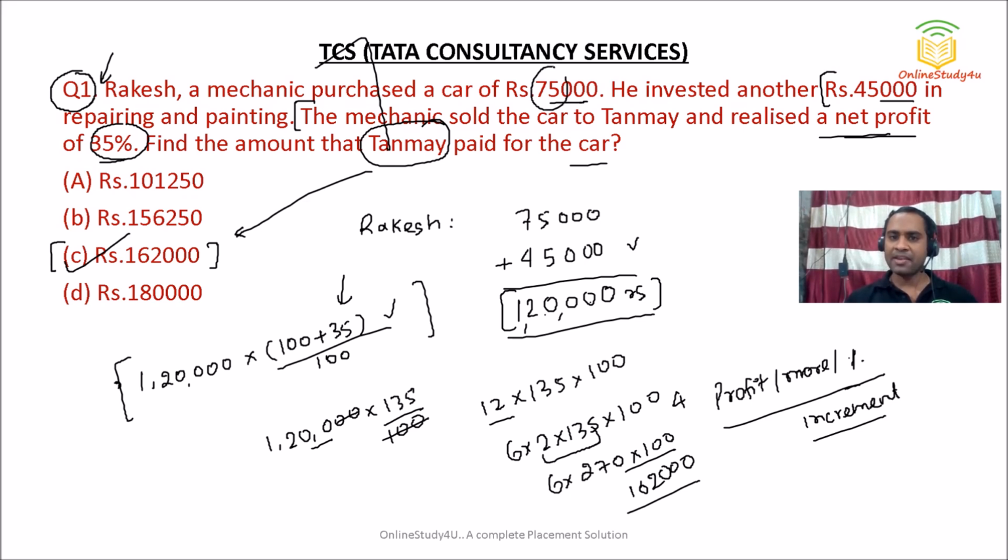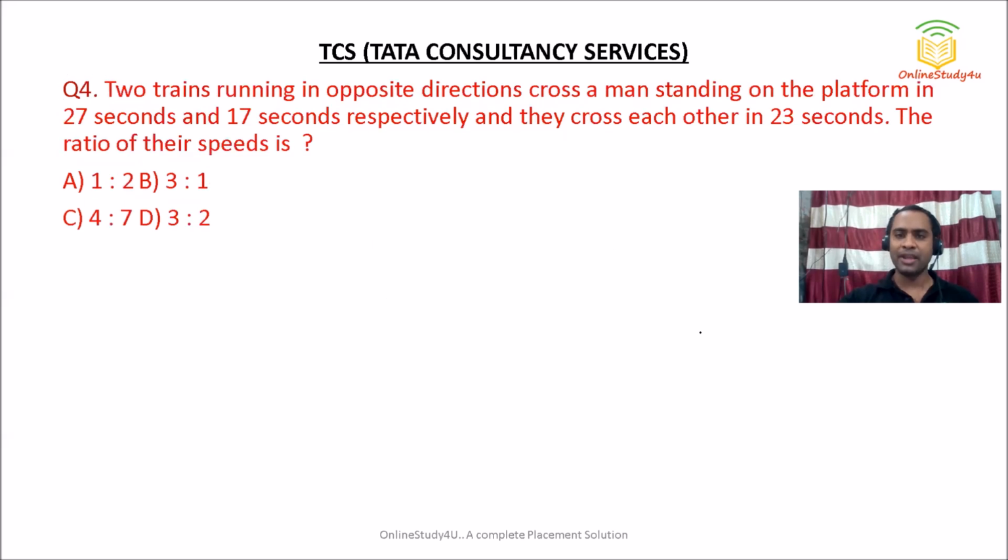See, here only 75 plus 45 will be nothing but 120. Okay. And 35%, so 135 by 100. Now this, if you solve, you will easily be able to get the answer. You do not have to do anything, right? But to make you understand, to make you feel comfortable, to make you feel better, we are doing this, right?